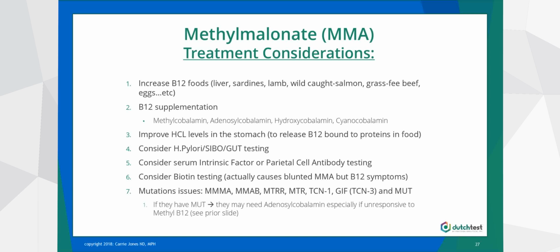You can absolutely put them on B12 supplementation while you are trying to figure out why their B12 is low or what's going on. There are 4 options: methylcobalamin, adenosylcobalamin, hydroxycobalamin, and then, of course, cyanocobalamin. You can improve their HCl levels in their stomach. Why? Because stomach acid releases B12 bound to proteins in food.